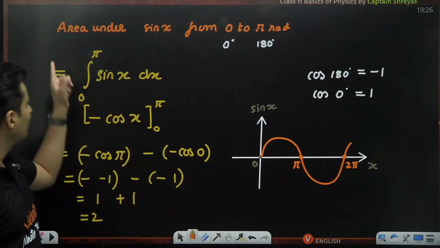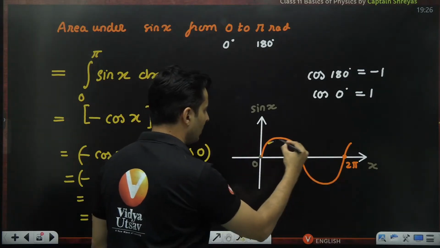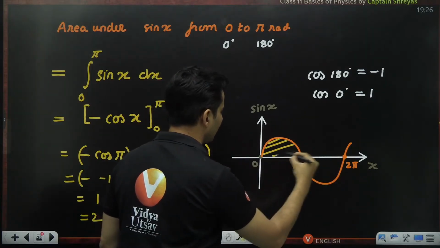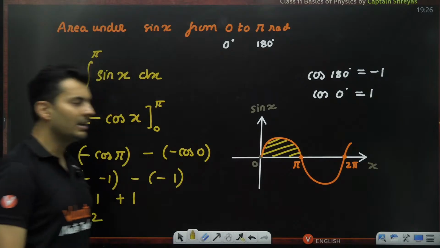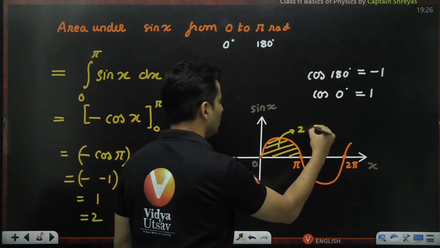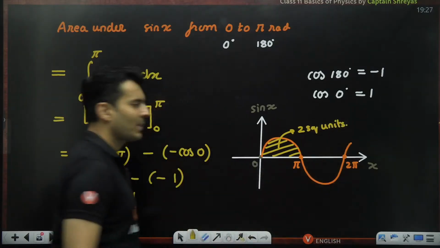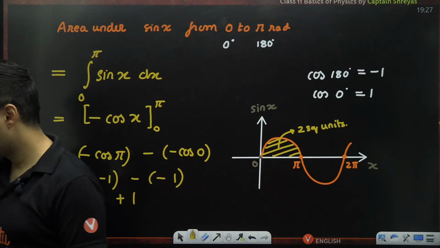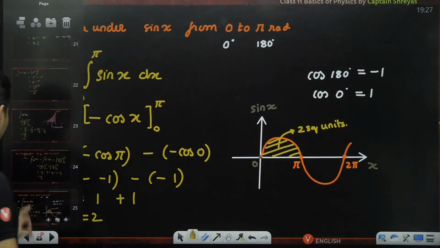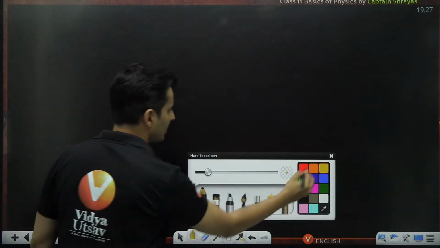So when I asked you to find the area from 0 to pi, what we have essentially found is basically this area. So this much area is 2 square units. That is the meaning of it. 2 square units. Cool. Now, let me play around with this.